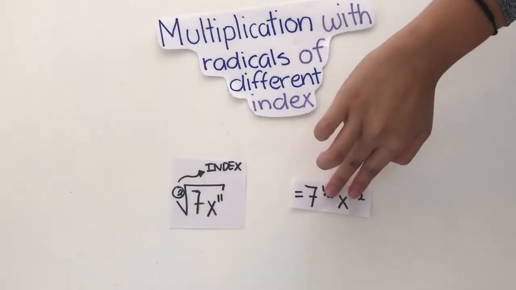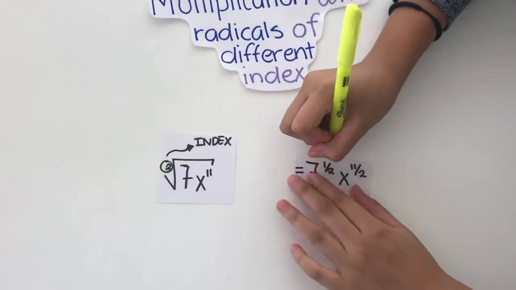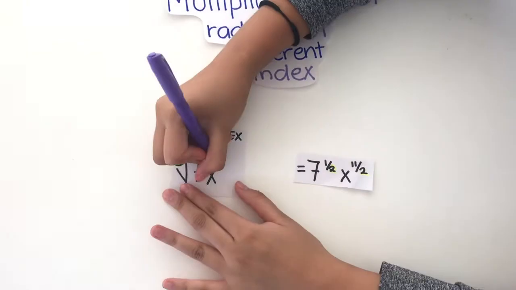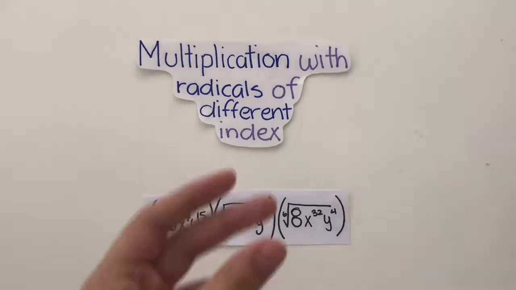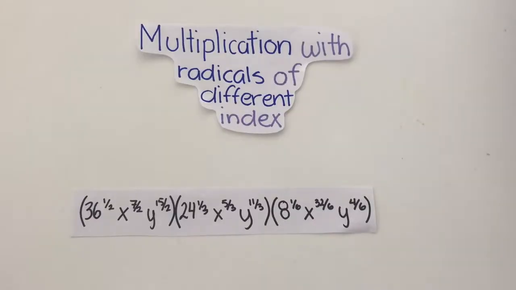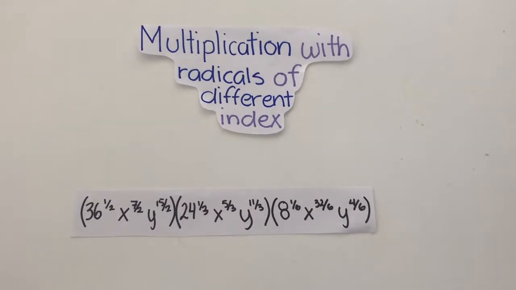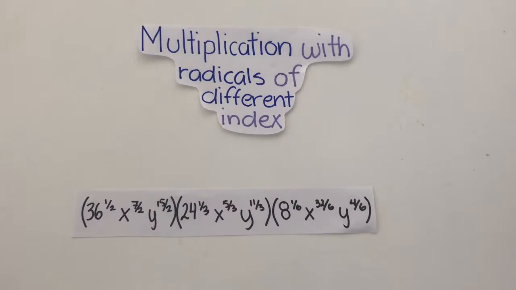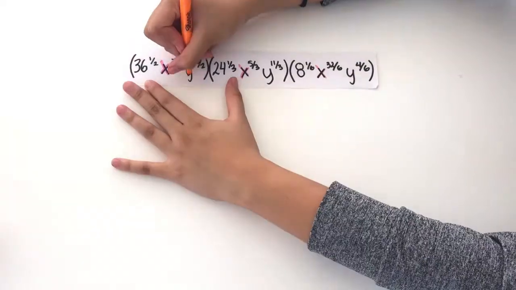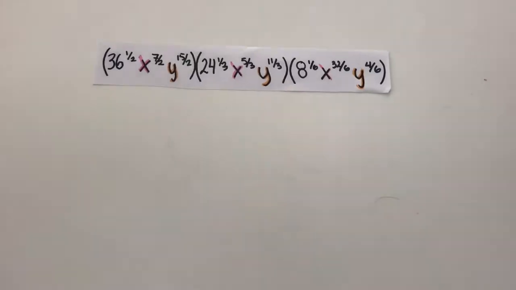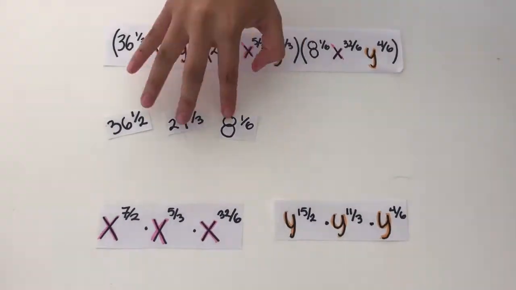Radicals can be represented as a number with a fraction as an exponent. The index will always be the denominator, and the numerator will be the exponent to which the variable or number is raised. Now you do this to our first problem, and it gives us 36^(1/2) x^(7/2) y^(15/2) times 24^(1/3) x^(5/3) y^(11/3) times 8^(1/6) x^(32/6) y^(4/6). Now you need to group like terms, in this case x with x and y with y. The numbers you cannot touch because they have different bases with different exponents.